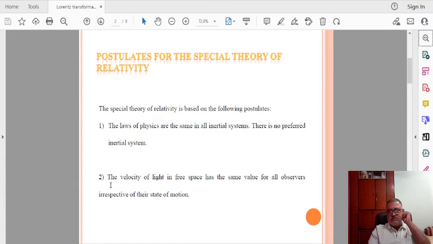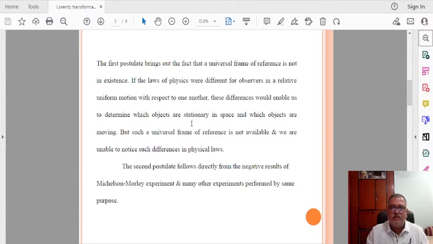And the second one is that the velocity of light in free space has the same value for all observers irrespective of their state of motion. Again, the velocity of light in free space has the same value for all observers irrespective of their state of motion. We will see what these postulates state.